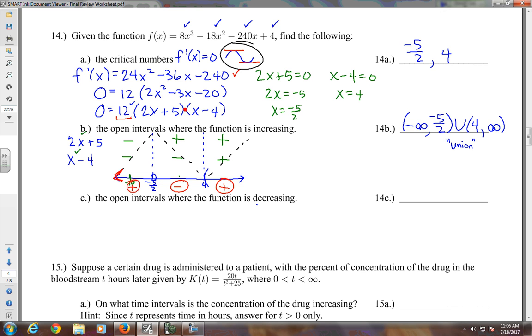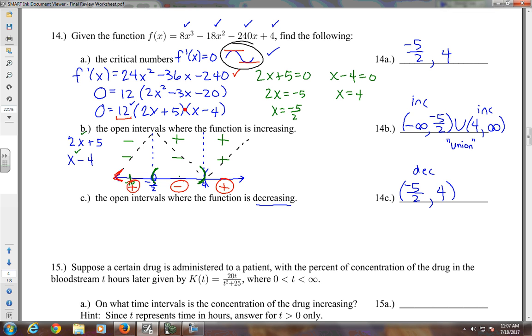To answer question C, I'm looking for where the function is decreasing. It's going to be decreasing where my derivative is negative. That's right here in the middle. If I read that left to right, using open intervals or parentheses, I get from x equals negative 5/2 to x equals 4. So if I were to graph this on my calculator, I could observe that it would be increasing, then decreasing, and then increasing. Again, a lot like this little sketch we drew.